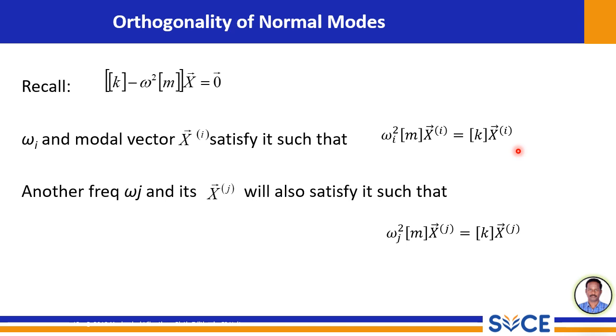In essence, the orthogonality of normal modes provides a way to decouple the complex vibrations of a multi-degree of freedom system into a set of simpler independent modal vibrations, making the analysis and understanding of the systems much more manageable.